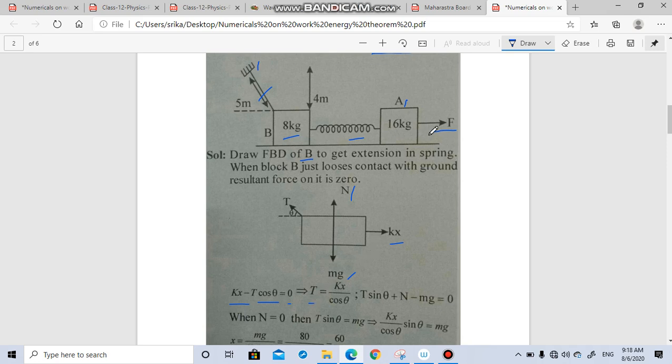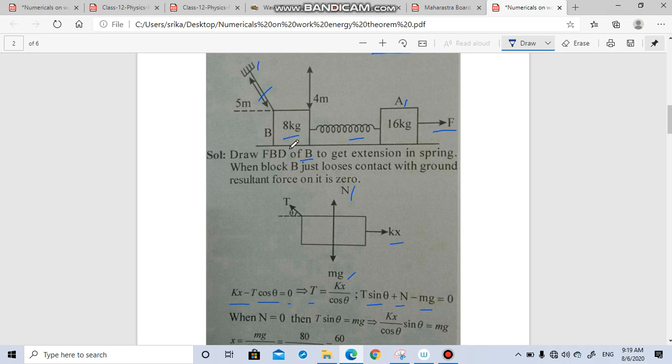But we are working out the value of F. Now if you write in the vertical direction, T sin theta is in the upward direction, so positive, N is in the upward direction, mg is in the downward direction. Sigma Fy is equal to 0. Already we have worked out the value of T.